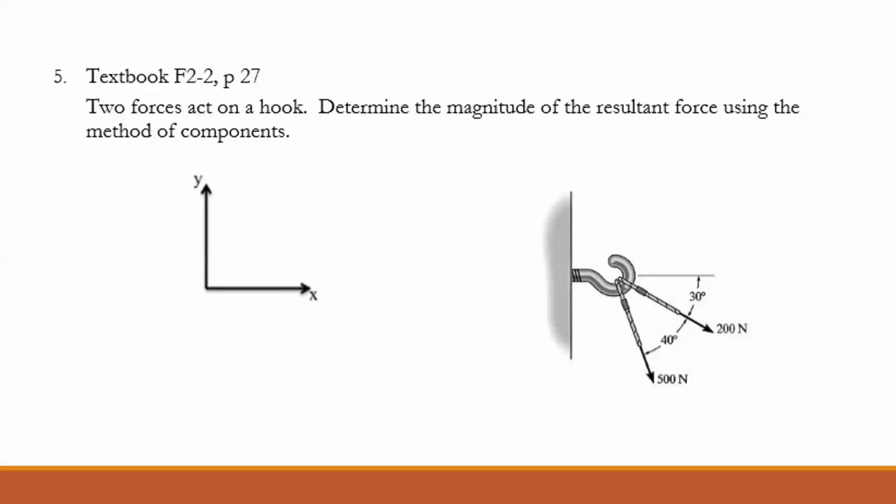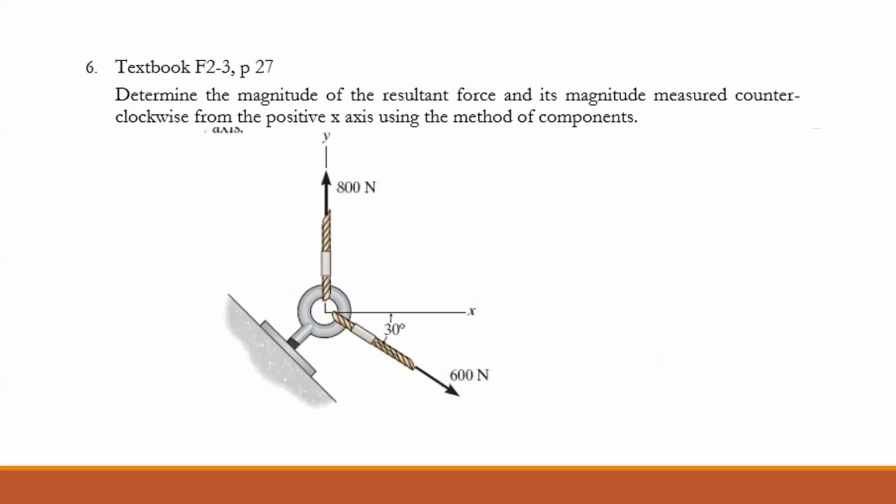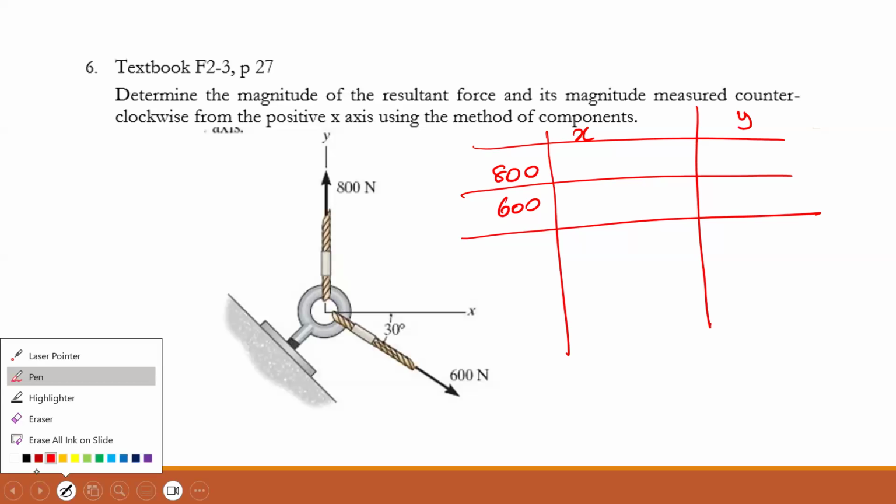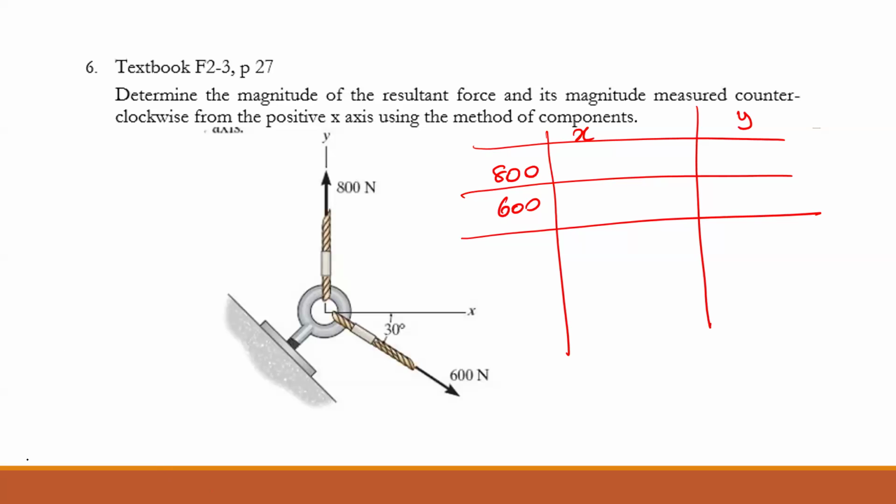I'll give you a few minutes for you to do this. Or else maybe do this one. Find the components of this. So you have two forces. You have 800 and you have 600. I want you to find the x and the y, with the sign, okay? With positive or negative, whatever it is. When you finish, let me know.